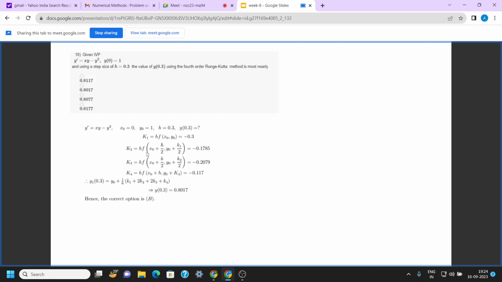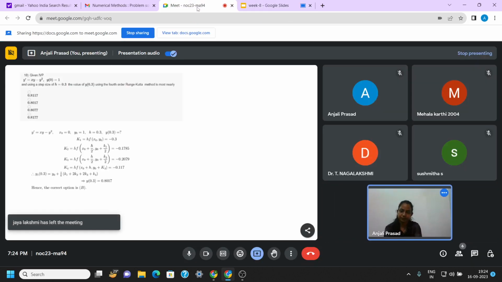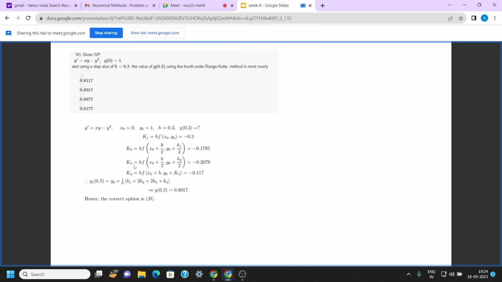So update those values and you'll get f of some term of x and some term of y. Substitute that in place of xy minus y square and take h as 0.3. So, are you getting k2 as minus 0.1785? Yes, ma'am. Okay.